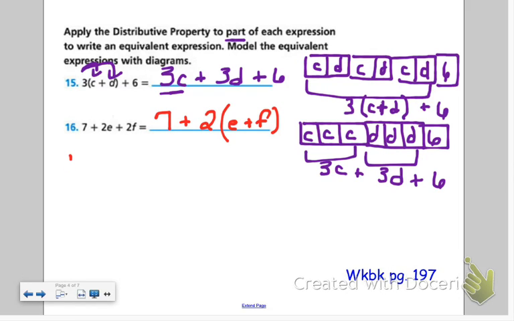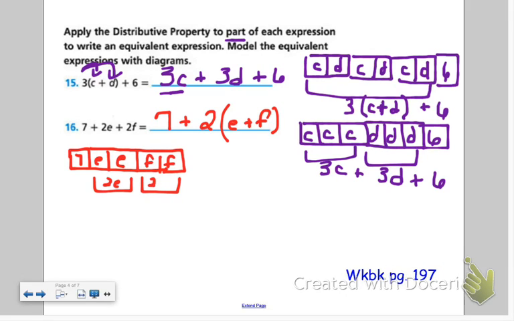7 plus 2e plus 2f. Here's my 7 plus my 2e's plus my 2f's. So this is the 2e part, this is the 2f part. So 7 plus 2e plus 2f.